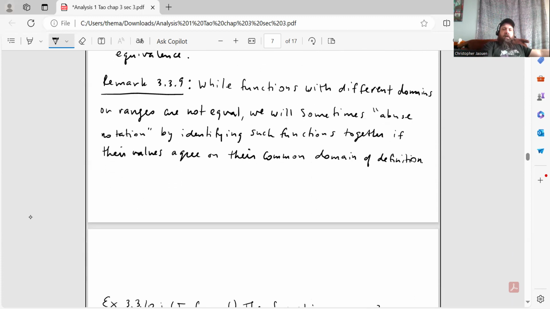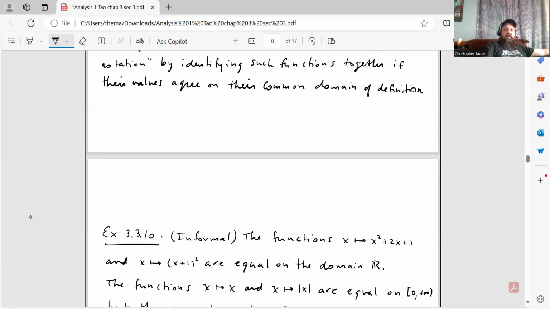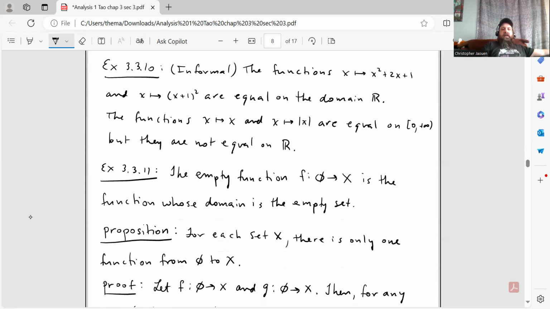And then he has a remark right after this. While functions with different domains or ranges are not equal, we will sometimes, quote, abuse notation by identifying such functions together if their values agree on their common domain of definition. Again, if you've taken algebra or pre-calculus or calculus, you've probably done this kind of thing. It's not convenient to always write things out as formally as possible, right?